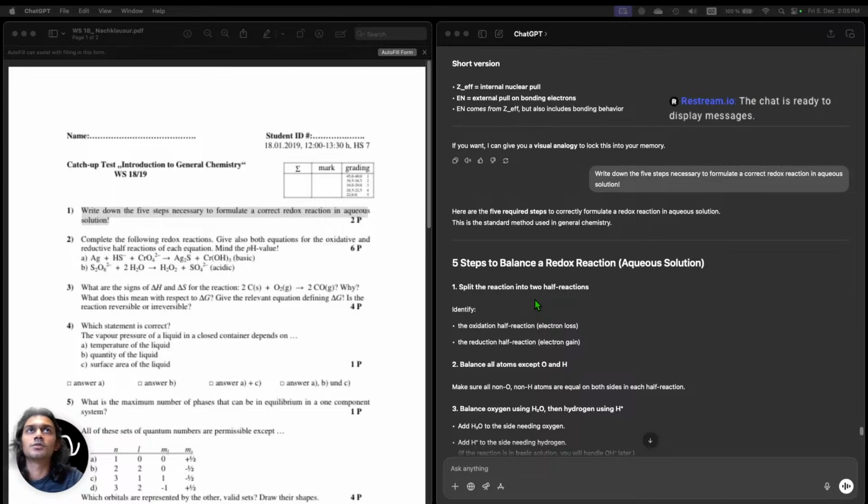Split the reaction into two half reactions. Identify. You know what?